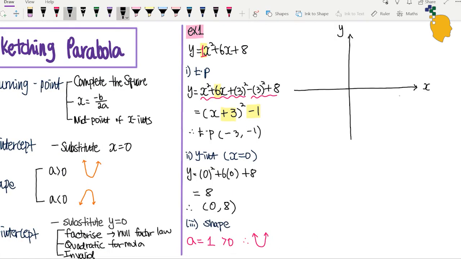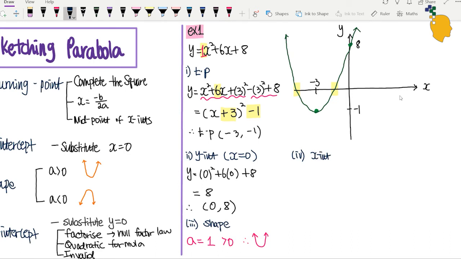So draw your Cartesian plane, make sure you label your axes, x, y, then put down your points. Start with the turning point, we have (negative 3, negative 1). The y-intercept is 8. Then it's going to be a smiley face, so draw a smiley face. And as you can see the graph crosses the x-axis, so we need to find the x-intercept.